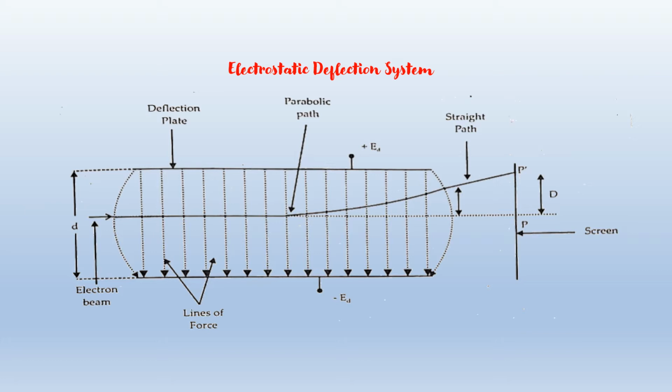The position of the spot P dash depends on factors like speed of the electrons, size of plates, distance of screen from the plates, and voltage applied to deflection plates. In CRT, the amount of deflection depends only on the voltage applied to the deflection plates because all other factors are fixed. Application of this system: it is used in cathode ray tubes which are used in CRO.